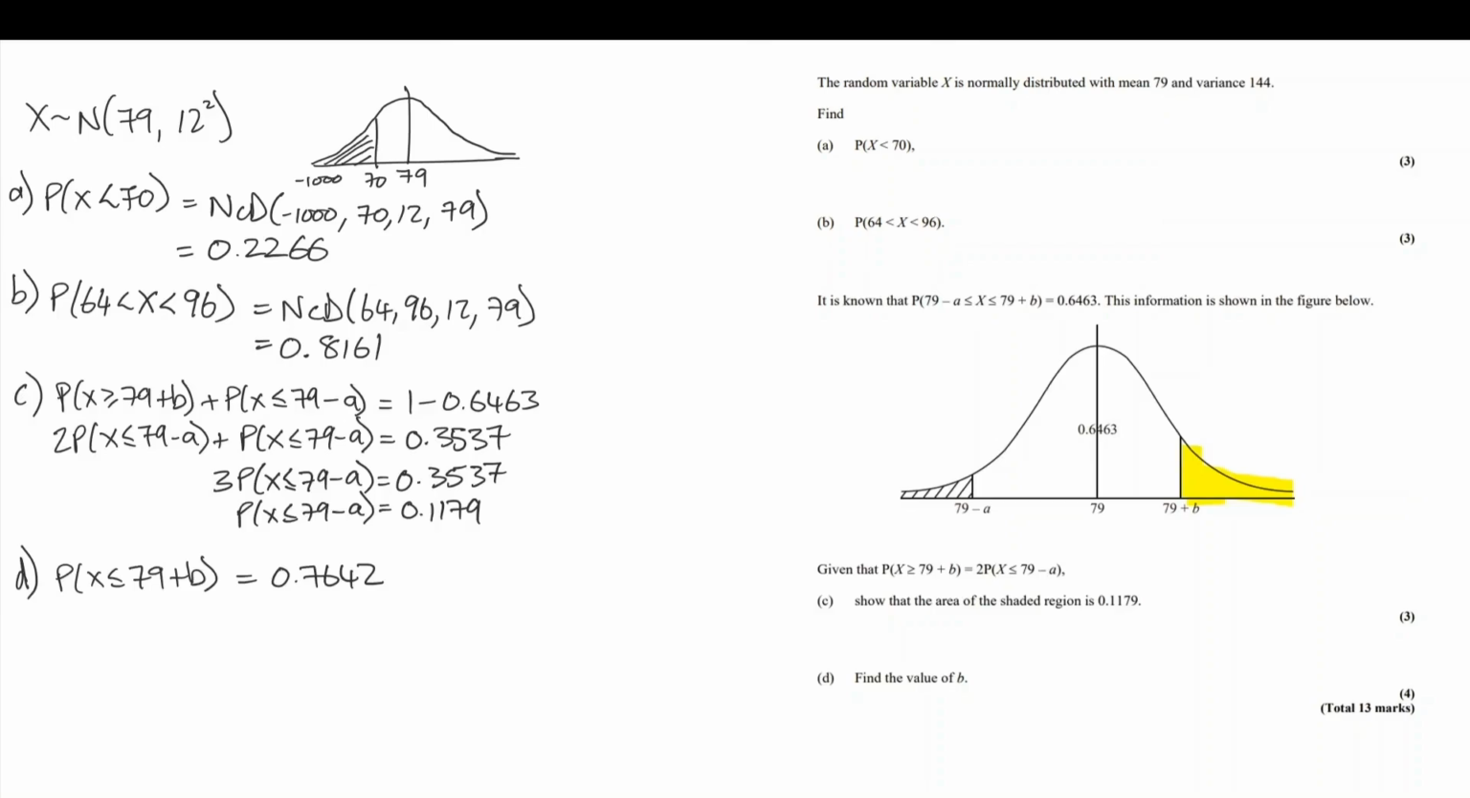Here, we've got it in the form that we need to use the inverse function. This unknown value, 79 plus B, I can find that by using the inverse, the probability on the left of this value that I'm interested in, the standard deviation, and the mean. And from that, we get an answer of 87.639. So, rearranging, we get B equals 8.639. Okay, there was nothing in the question saying that it must be an integer or the nearest integer, so I'm happy to leave it in this decimal form.